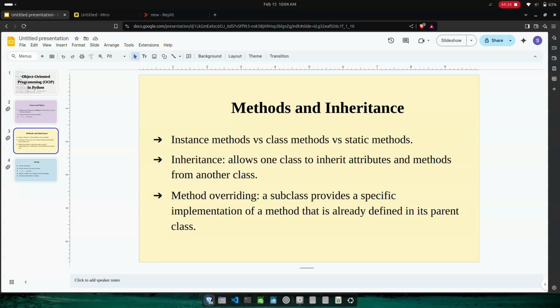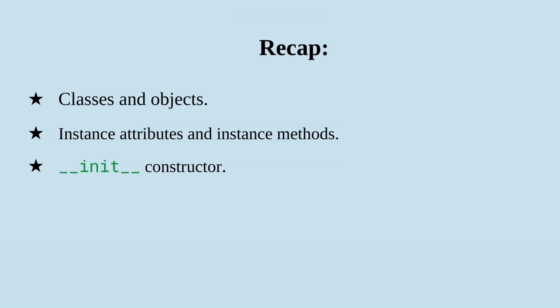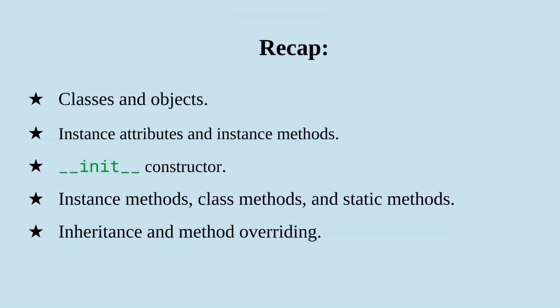Okay, so we did code a lot today. We have come to the end of this video, so it's time for a quick recap. We started off with classes and objects. Then we talked about instance attributes and instance methods. Then we learned how we can make use of the init constructor. Then we learned about the different types of methods defined within the class: instance methods, class methods, and static methods. And finally, we learned about inheritance and method overriding. Today we started the fifth module, which we will be continuing in the next lecture.